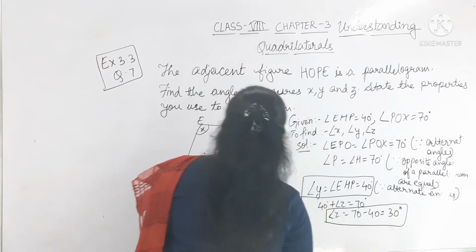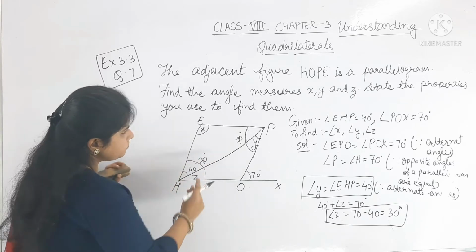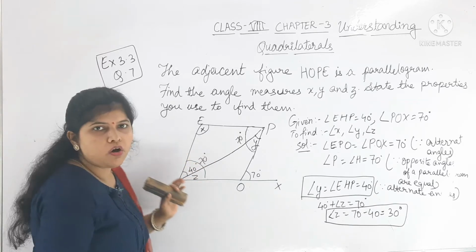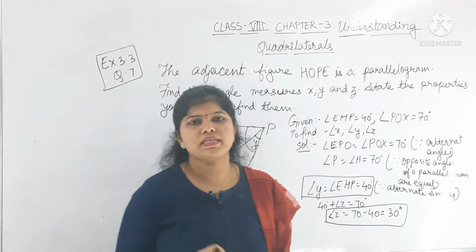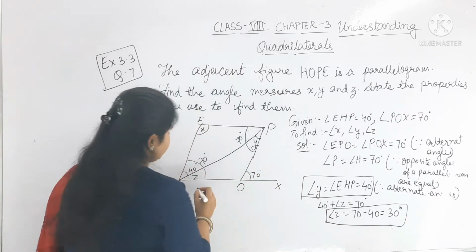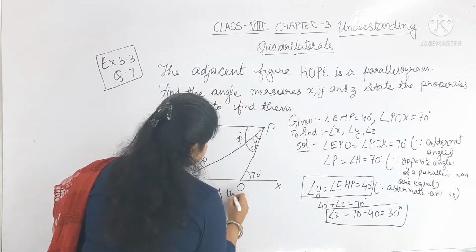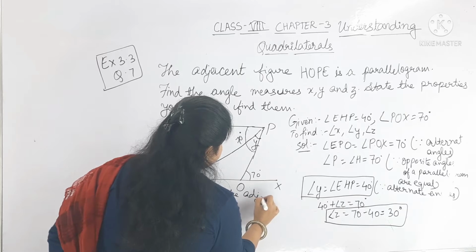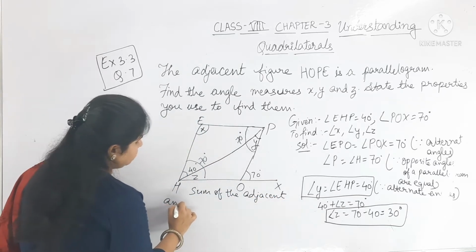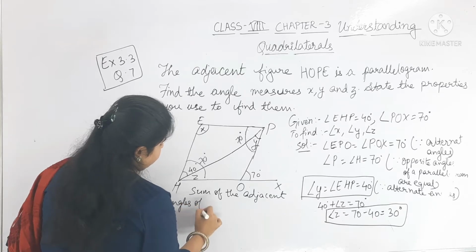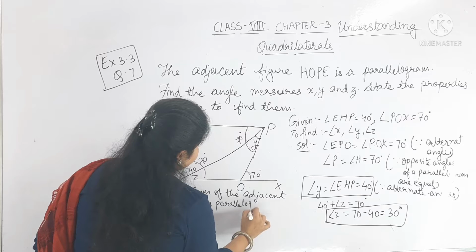Now what is left? Angle X. Okay, so we know one property of the parallelogram, that the sum of the adjacent angles of a parallelogram is 180 degree.